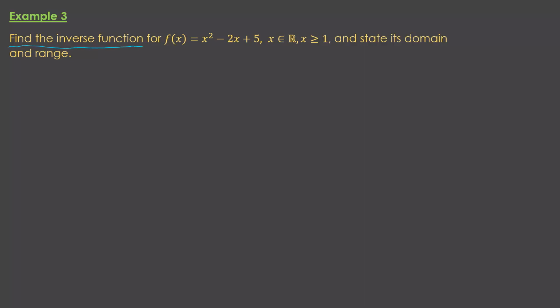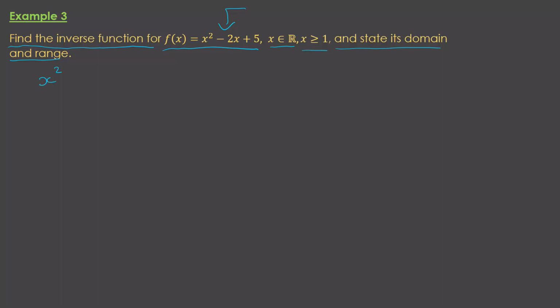Find the inverse function for f of x is x squared minus 2x plus 5, defined for real values of x greater than or equal to 1, and state its domain and range. Well, before we do that, let's look at the function that we actually have.